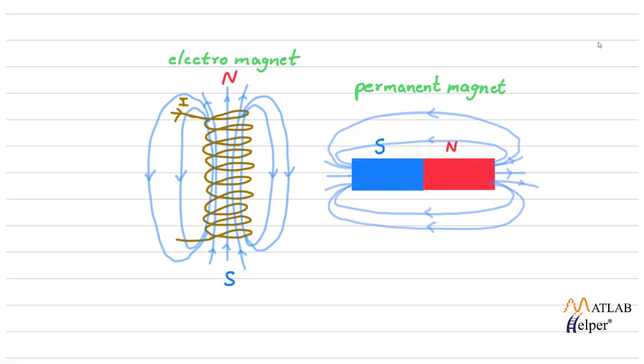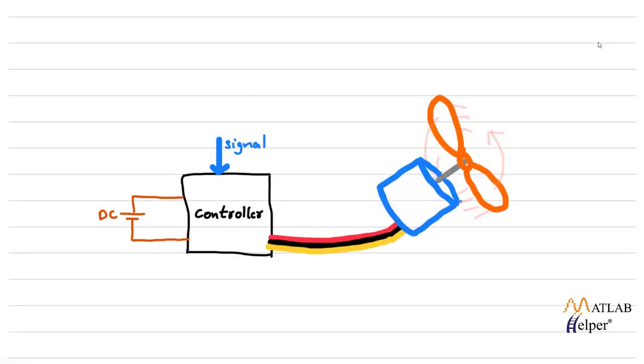A BLDC motor operates on the same principle as brushed motors, in which rotational motion is generated through the attraction and repulsion of the magnetic poles of permanent and electromagnets. The way these motors are controlled is very different. These motors require a complex controller to convert DC power to three-phase voltages.